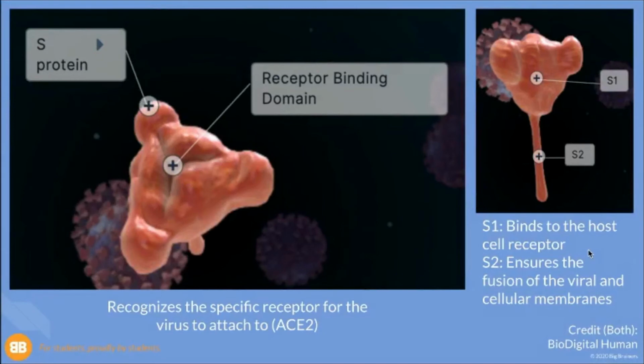So there are three main parts to the S protein, being the receptor binding domain, S1 domain, and S2 domain. The purpose of the receptor binding domain is to recognize the specific receptor that the virus needs to attach to, which in the case of SARS-CoV-2 is the ACE2 receptor, which we will talk about in our next video. The primary function of S1 is to allow the virus to bind to the host cell receptor, and the primary function of S2 is ensuring the connection between the viral and cellular membranes.